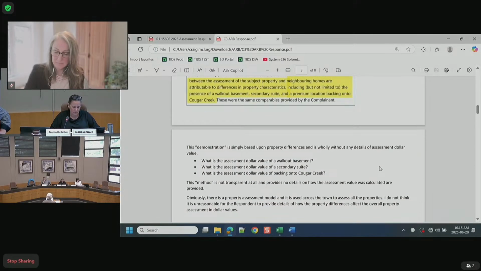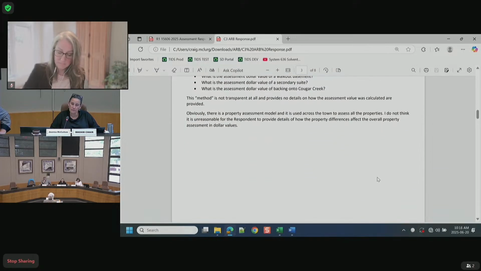What is the assessment dollar value of a walkout basement? What's the assessment dollar value of a secondary suite? What is the assessment value of backing onto Cougar Creek? All I'm looking for is details to understand how this assessment got calculated at $1.772 million. As mentioned, I agree with the assessment. I just want to know the details, down to the dollars.